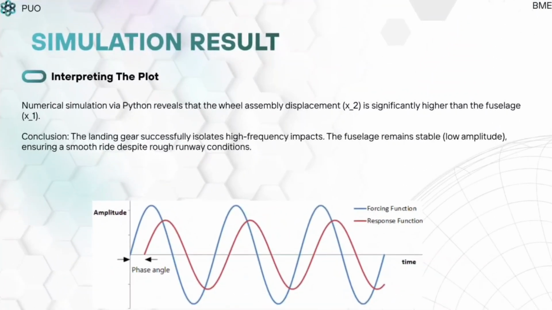And last but not least, simulation results. Our time domain numerical simulation directly validates our design principles. When a harmonic forcing function is applied from the runway profile, the wheel assembly takes the brunt of the high frequency displacement. Meanwhile, the fuselage displacement remains small and stable. This proves that our underdamped 2 degree of freedom suspension effectively isolates high frequency impacts, ensuring a smooth ride and structural safety.